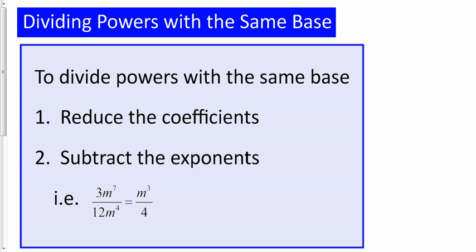So we can look at some rules for dividing powers with the same base. What we're going to do is reduce the coefficients and subtract the exponents. So if I look at this example, 3m to the 7th over 12m to the 4th, well, 3/12 reduces down to 1/4. And then I have the same base here, m in the numerator, m in the denominator, and I can just subtract. 7 minus 4, that's a positive 3.